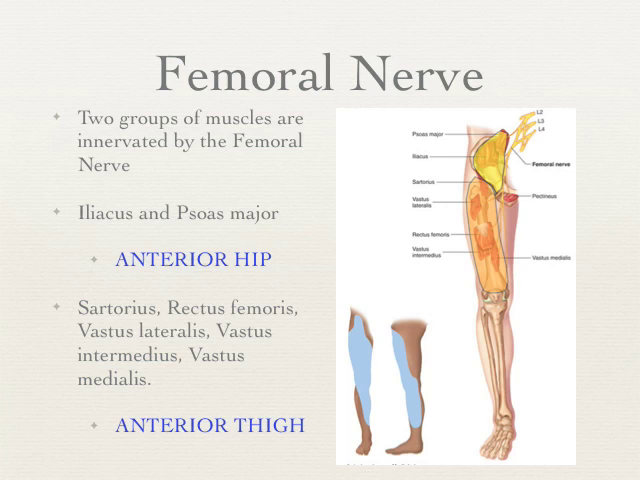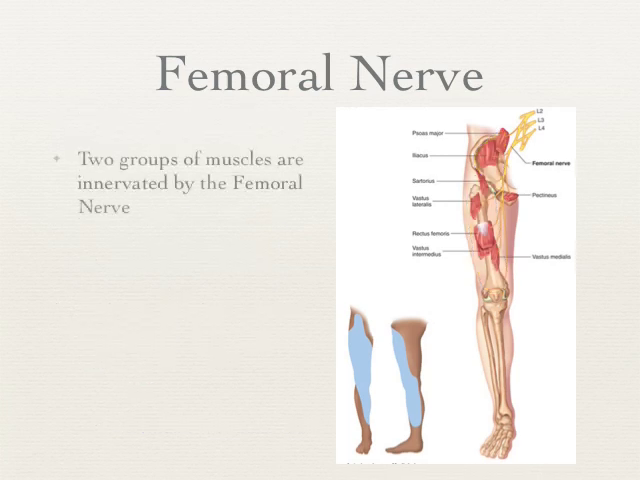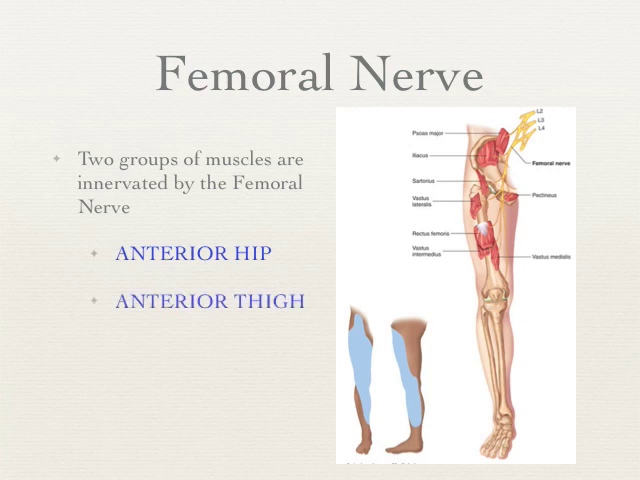But what's the key word here? What's the common word between these two groups? Anterior. Yeah, it's anterior, isn't it? So two groups of muscles, the anterior hip and the anterior thigh, belong to the femoral nerve.